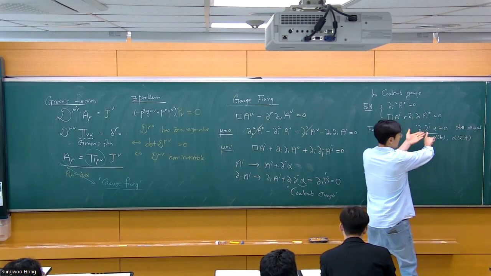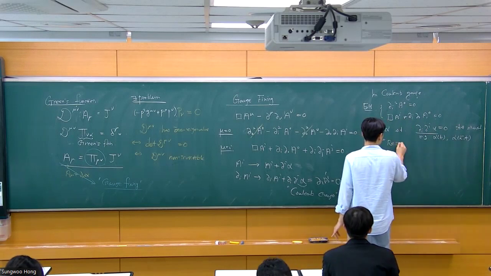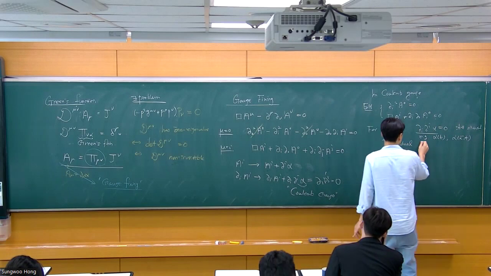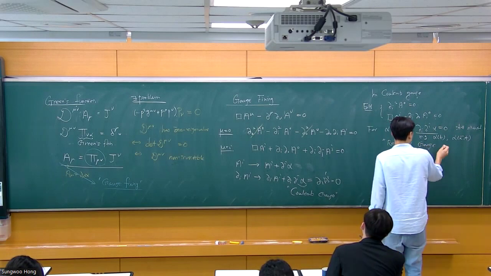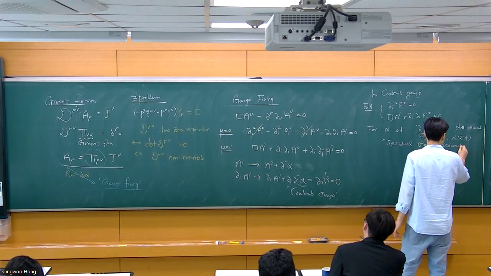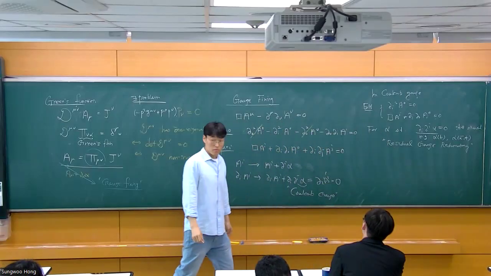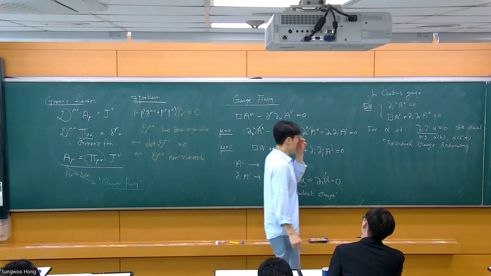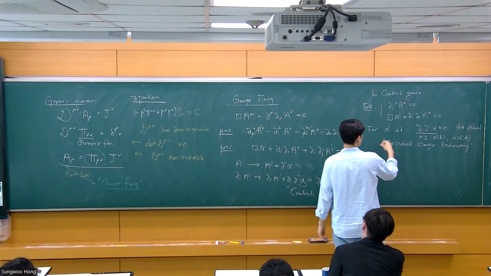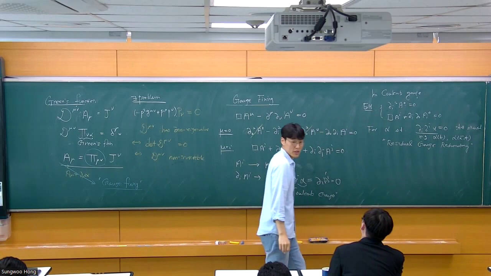Okay, so this leftover freedom is called a residual gauge invariance or gauge redundancy. Okay, now we can use that gauge freedom actually to get rid of A0. So let's see how that works.